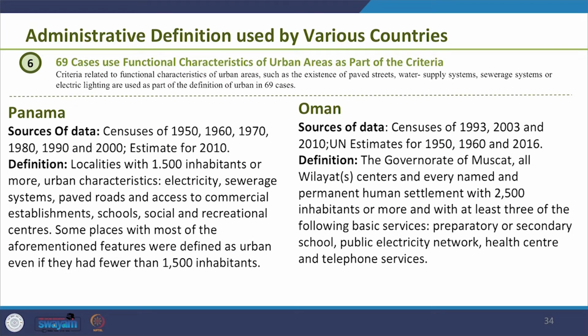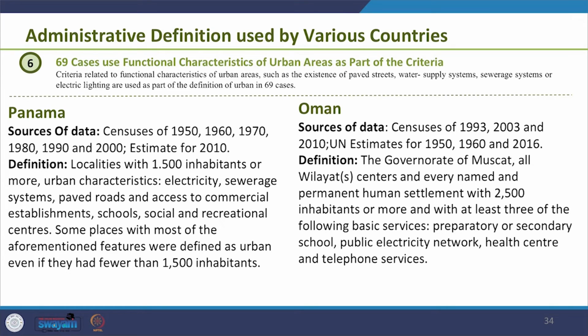So, here, for example, out of 69 cases, we can see Panama, which uses urban characteristics. I'll just read it out: localities with 1500 inhabitants or more with all or most of the following urban characteristics. They specify these urban characteristics such as electricity, water supply, sewerage system, paved road, access to commercial establishments, secondary schools, social and recreational centers. So, if a place has these characteristics, it would be identified as an urban area.